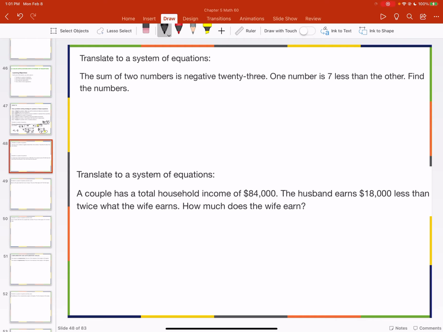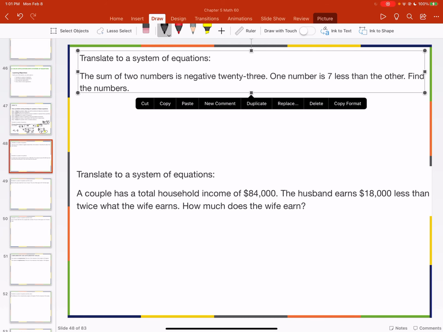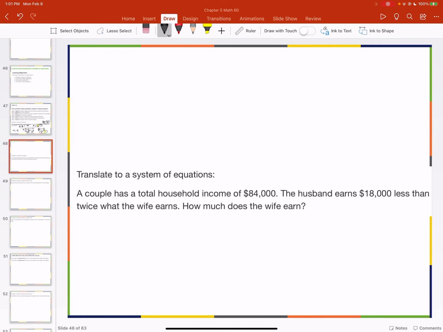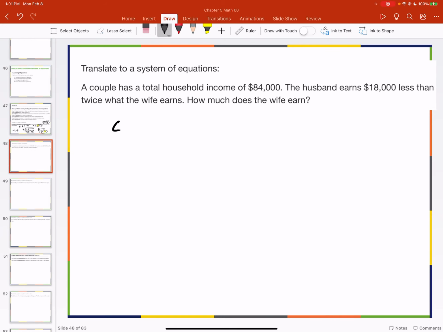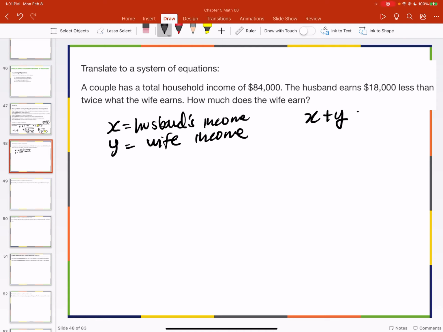So this is a similar one. Let's not do this one, it's the same exact thing, just with different numbers. So let's look at this one here. A couple has a total household income of $84,000. So let x be the husband's income, and then y be the wife's income. So total household income, x plus y, is equal to 84,000. The husband earns 18,000 less than twice what the wife earns. So how much does the wife earn?